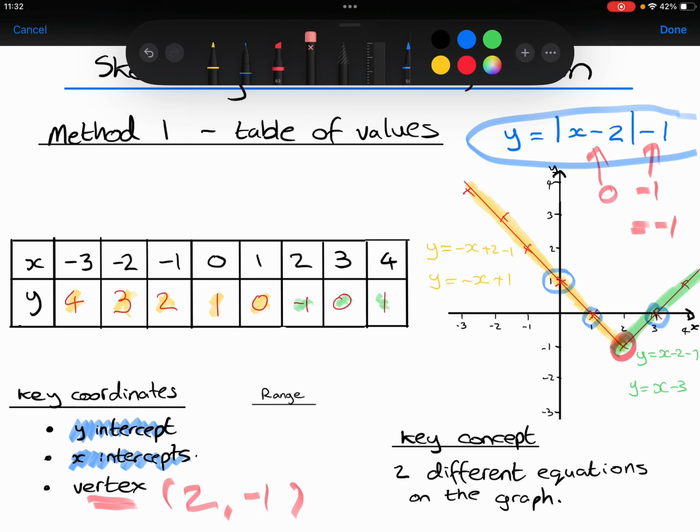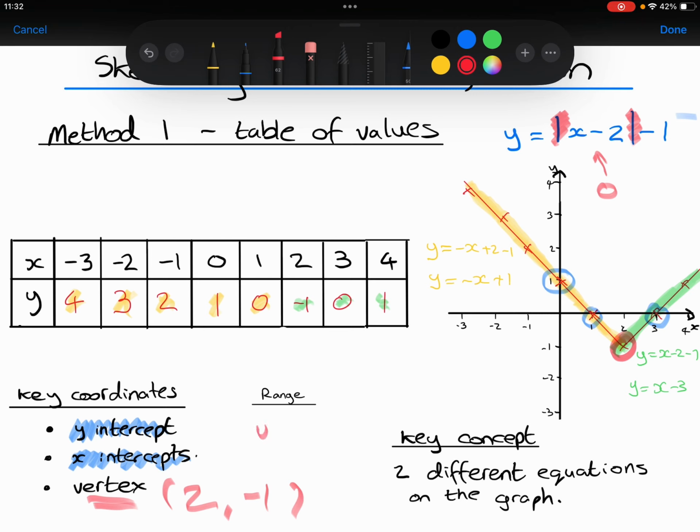And that's the smallest that this can possibly be, because the modulus always returns a positive value. So the smallest it can possibly be is 0. It can't be smaller than 0. So that allows us to say something about the range of this function as well. Now, I can say that the y-coordinates of this function will always have to be bigger than or equal to minus 1, because minus 1 is the smallest this function can possibly be.